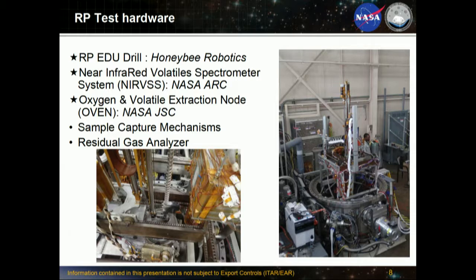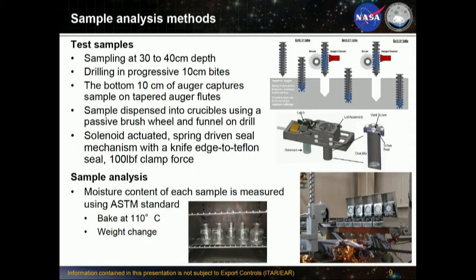In place of the oven, we typically use specially designed sample capture mechanisms. These allow us the benefit of getting more than one sample per test. And those are shown here. So what happens is the drill samples, so the bottom 10 centimeters of the drill are specially designed flutes that the sample is captured on. So you bite in 10 centimeter bites. So you go down, pull up a sample, brush that off, go down, pull up another one, and so on.